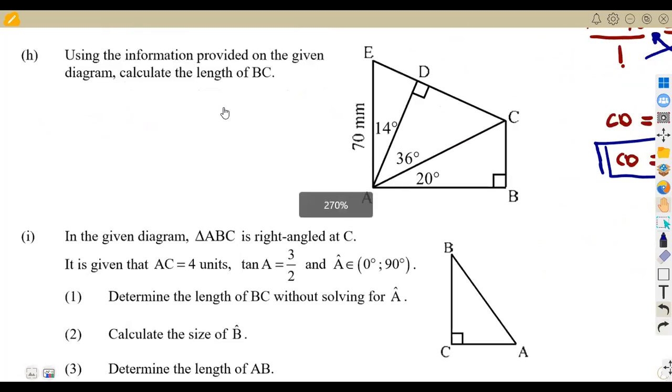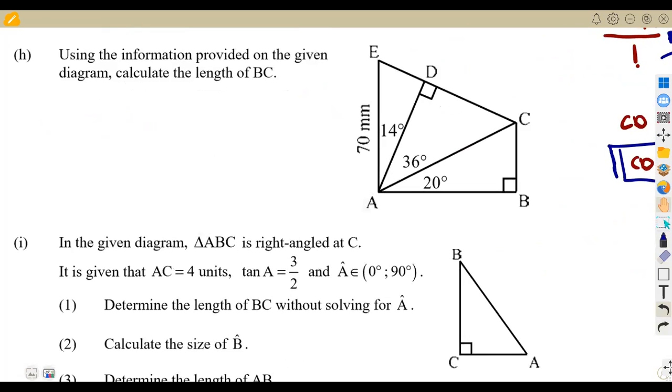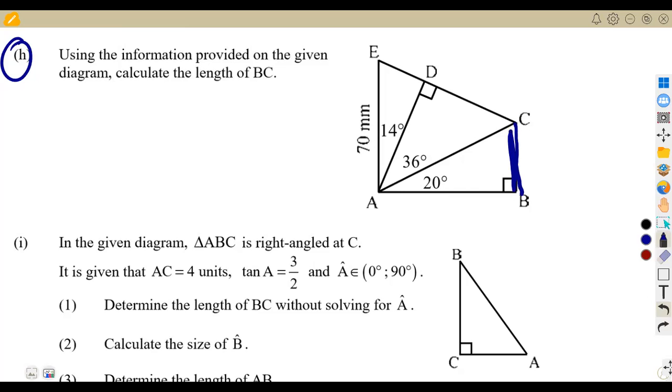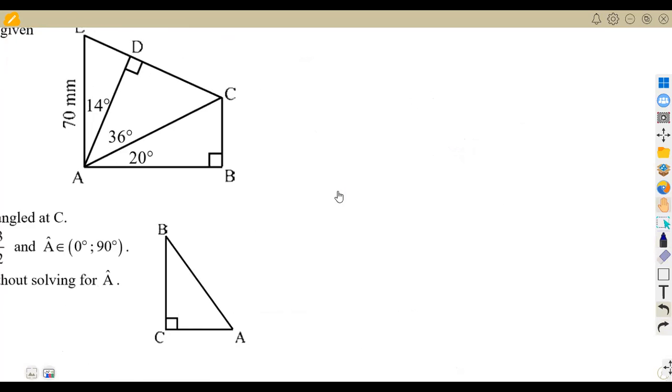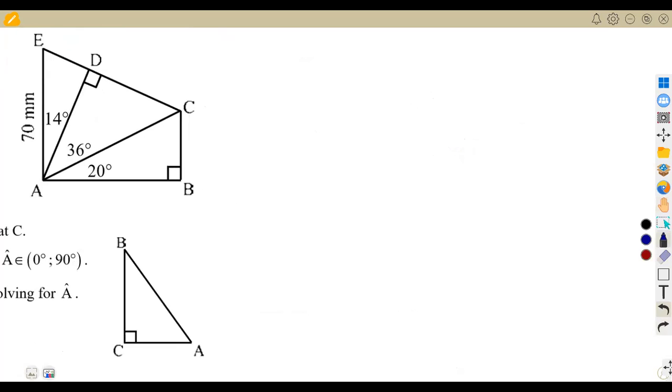Okay, so that is how the questions might be given. As you can see, it is the same scenario that we have on question H. Using the information provided on the given diagram, calculate the length BC. All right, take note where BC is here. Anyways, this is what you're going to consider. Let us see our triangle. We want to calculate BC, remember. All right, so here we want to calculate BC.